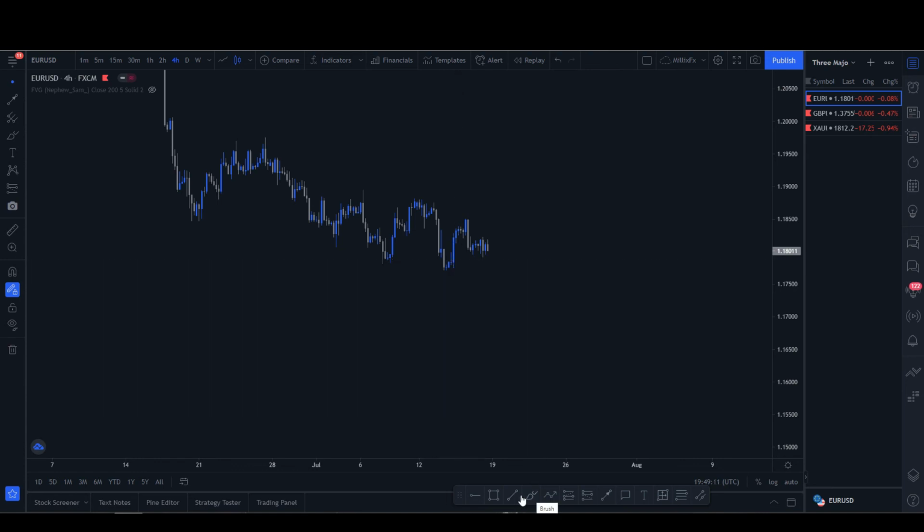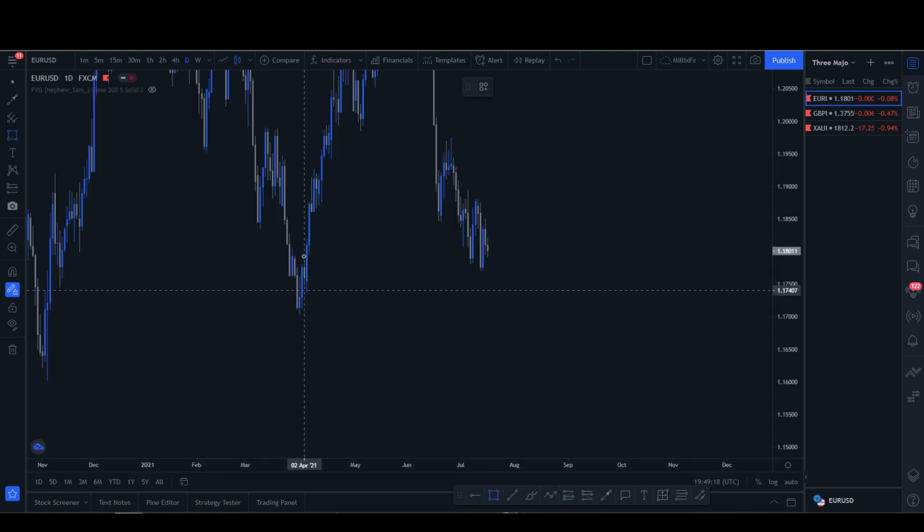Why will I be buying on EU? I'm buying on EU because when we go to the daily time frame, we have where price left and couldn't tap into. Let me add this week too.